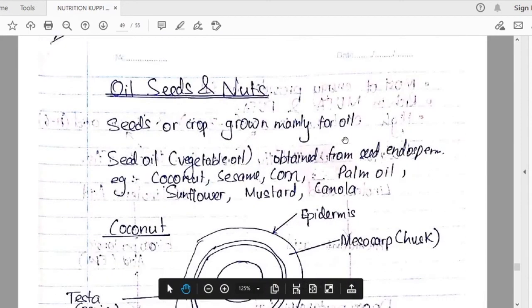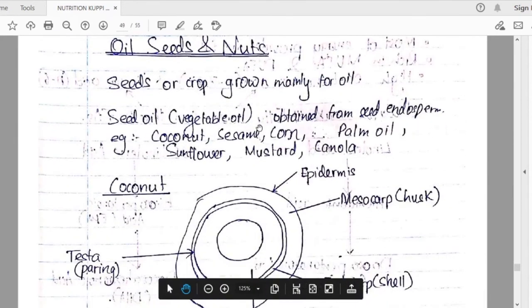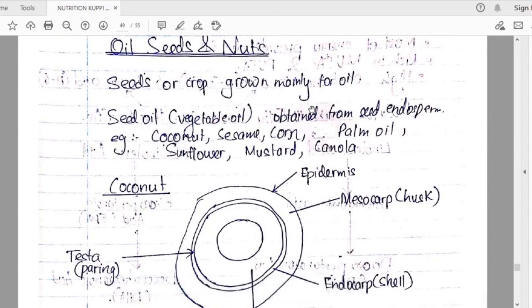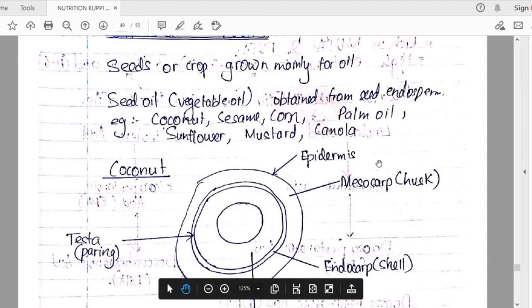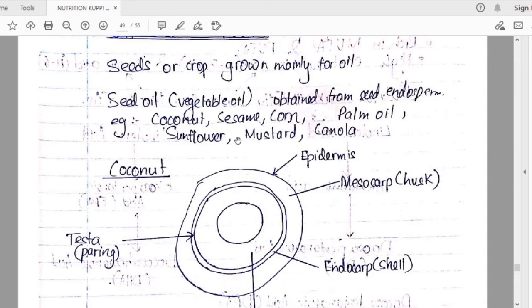Then oil seeds and nuts. Seeds or crops grown mainly for oil. Seed oil or vegetable oil is obtained from the seed endosperm. Examples: coconut, sesame, corn, palm oil, sunflower, mustard, canola. So what we get from these seeds is seed oil. For example, coconut or mustard seeds.